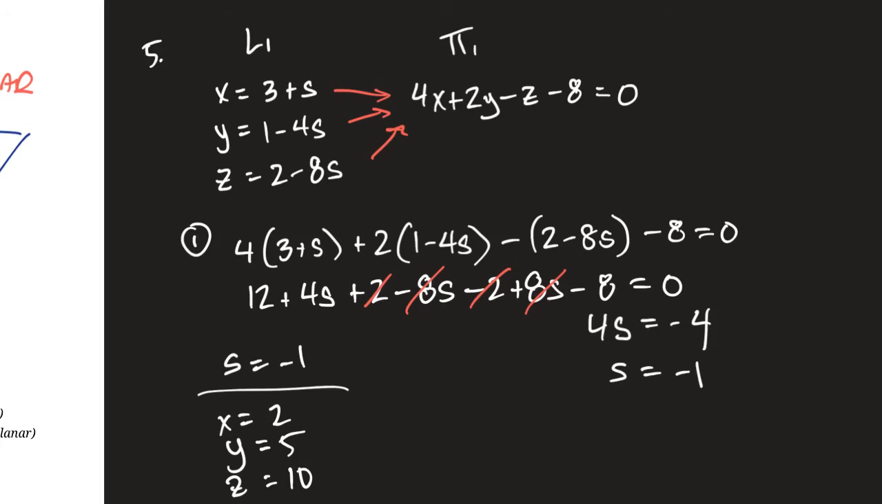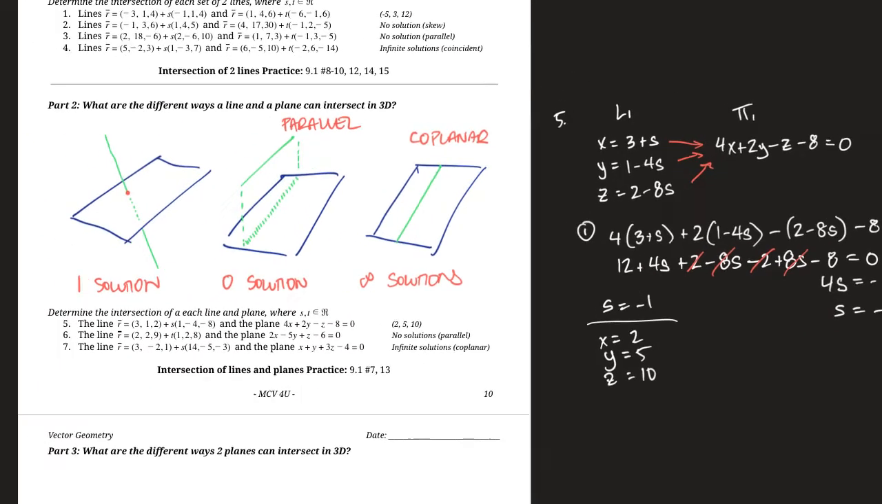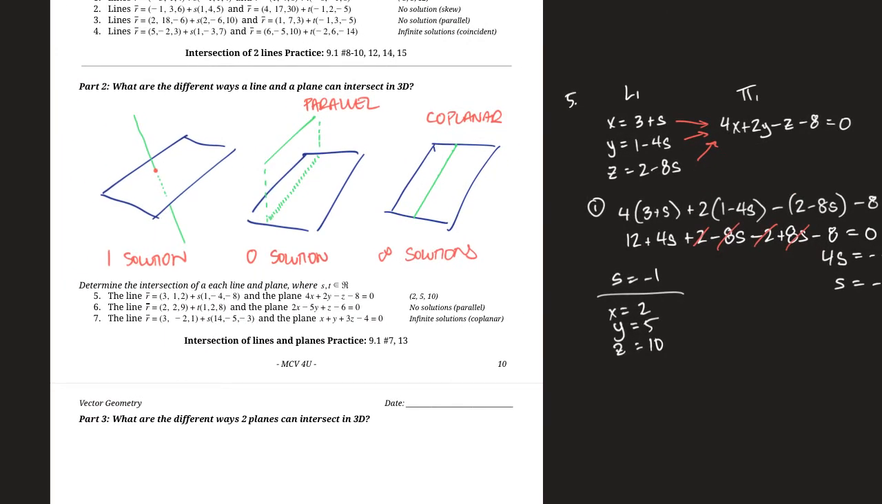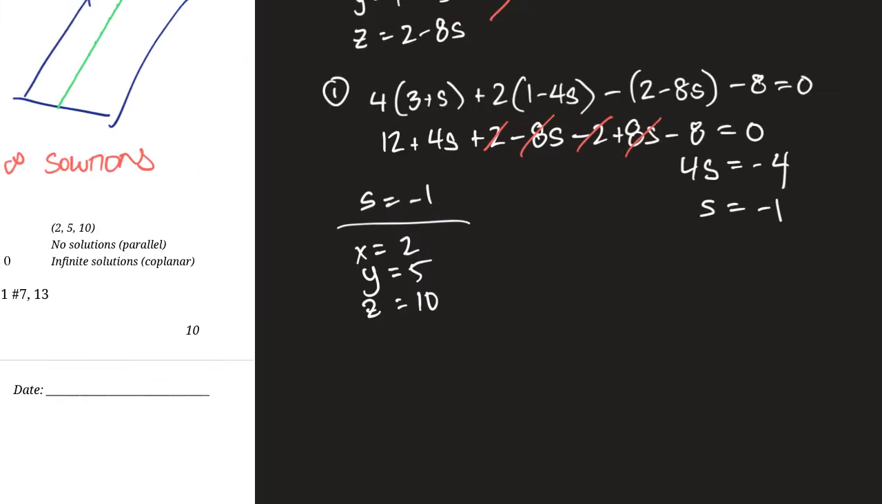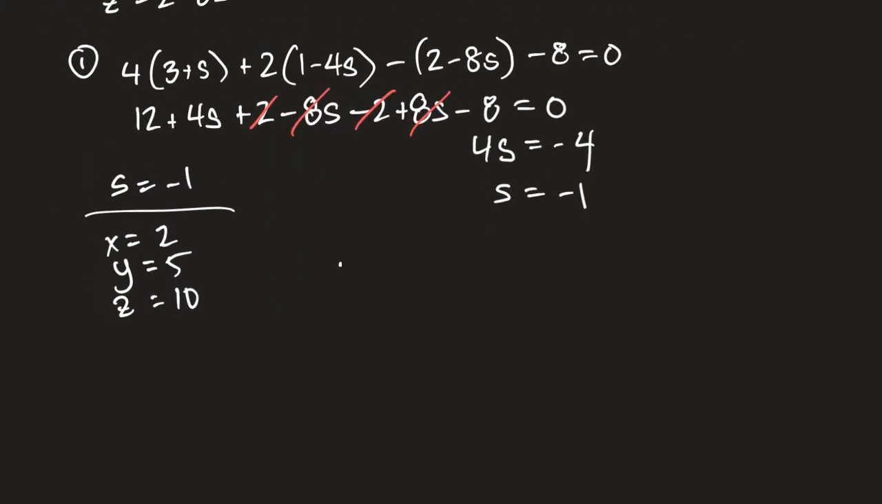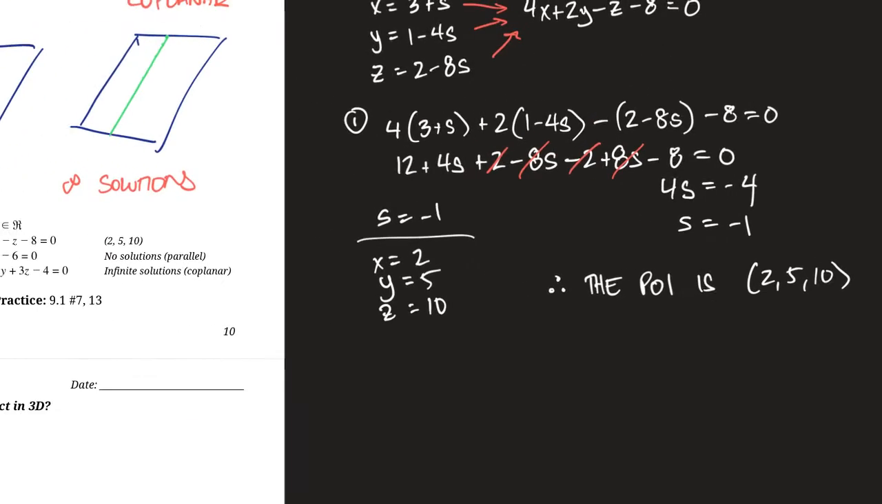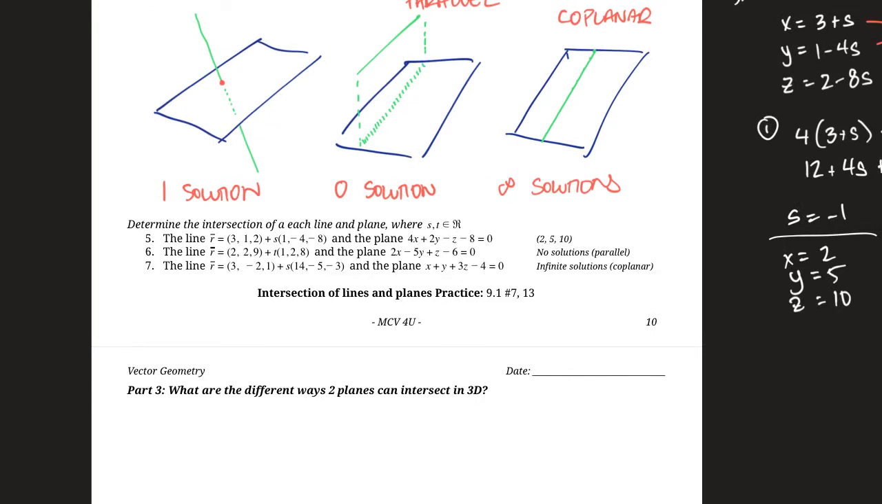So clearly, plugging in s works. There's no issues. It just directly plugs in. We get a solution. So clearly, this is the first case where we have one solution, and that is the point. That is the solution. So I'm just going to put a therefore statement. It's always good at the end to put a therefore statement. Therefore, the POI is 2, 5, 10. The point of intersection, or solution.